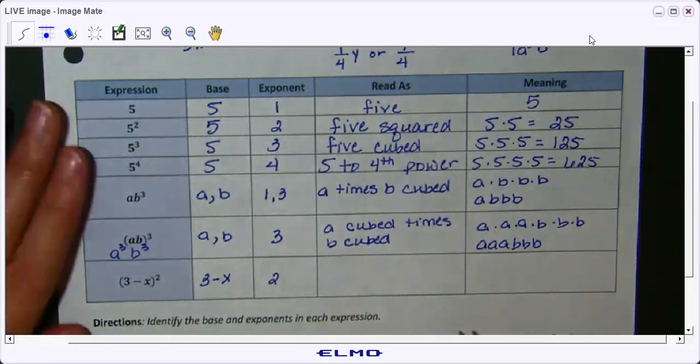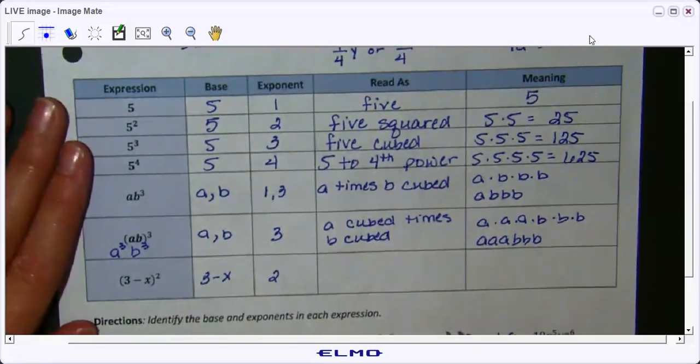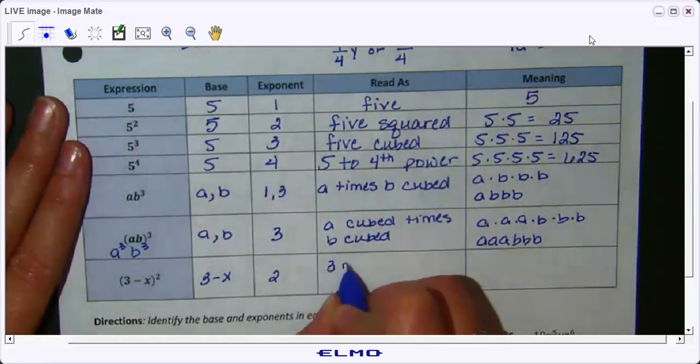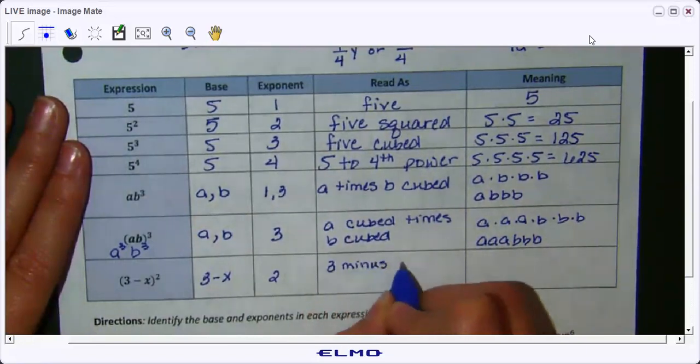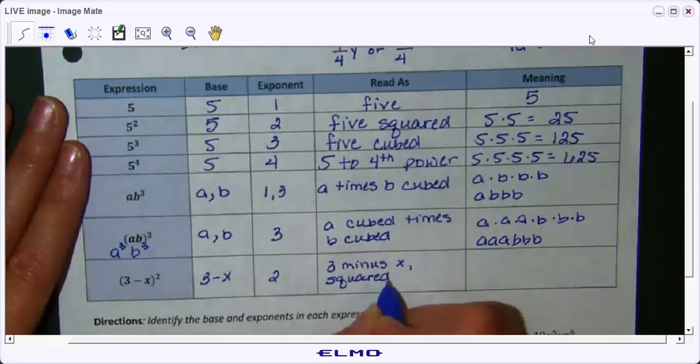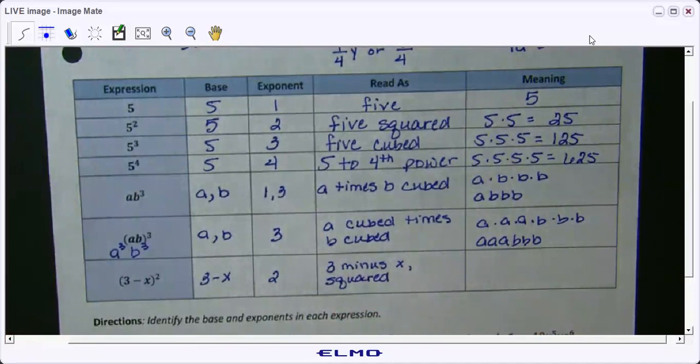And in this case, it would be 3 minus x, and I'm going to put a comma, squared. The comma tells me that 3 minus x is in parentheses. Another way you could write it is the difference of 3 and x squared. That's probably the most algebraic way to say it, but I would see it.